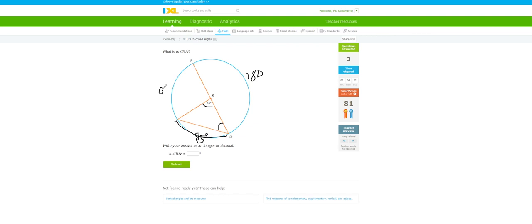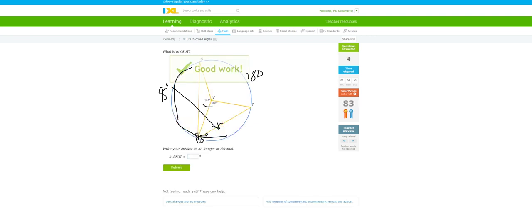So that means that if this arc is 95, the arc TV is 95, then I can find the inscribed angle here by dividing it by 2. So I take 95 divided by 2, and that gives you 47.5. So that should be my answer, 47.5. Boom. And there we go.